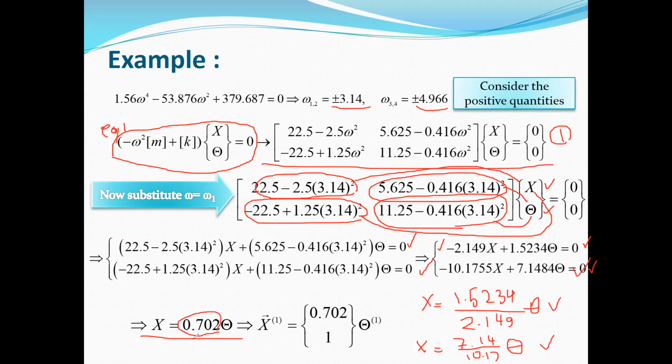So from this term you can conclude that X is equal to 0.702 times theta. So in the mode shape you can substitute, instead of X, 0.702 times theta, and instead of theta we can write 1. Okay, so this is the first mode shape.